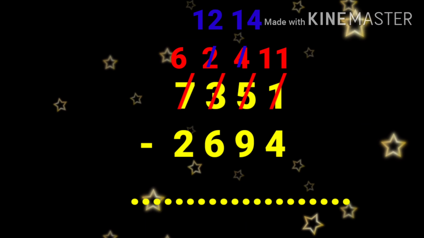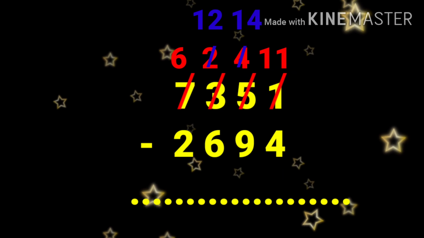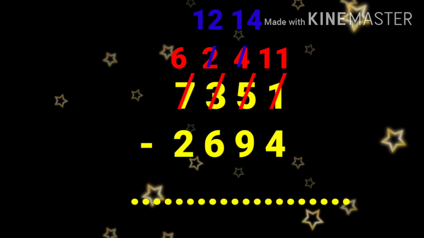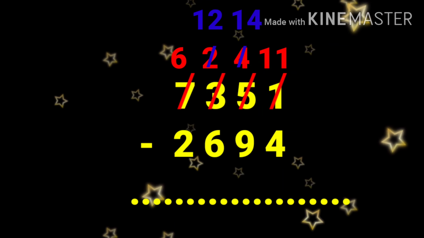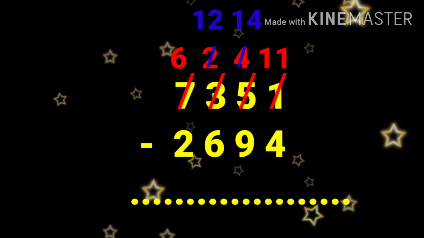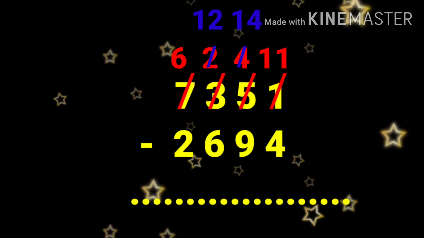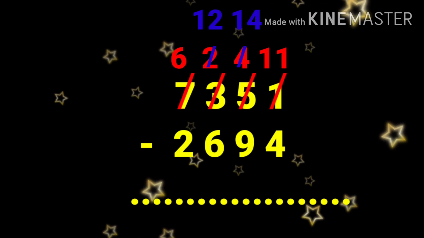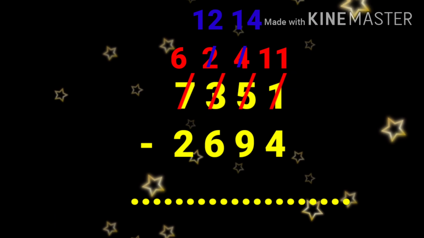Now 4 and 9, this is not match. So 4 will take borrow from 3. 3 will become 2 and 4 will become 14. Now 14 and 9, this is now match. Now 2 will take borrow from 7. 7 will become 6 and 2 will become 12. Now 12 and 6 is match. Now 6 and 2 is also matched.